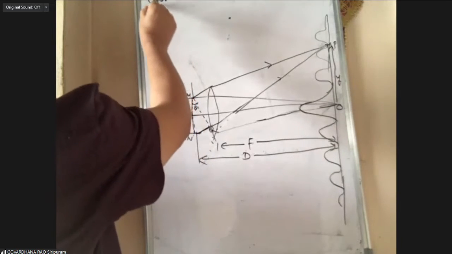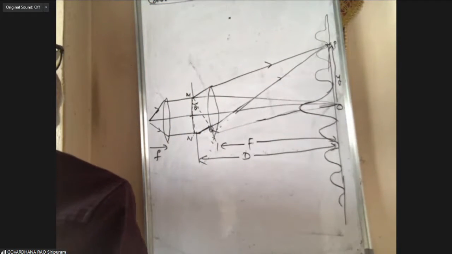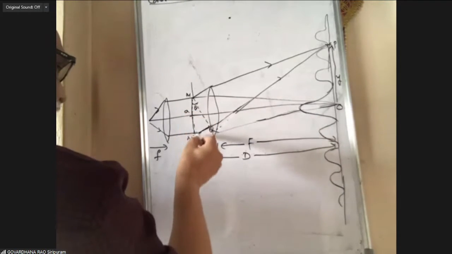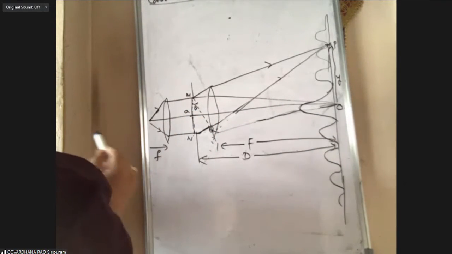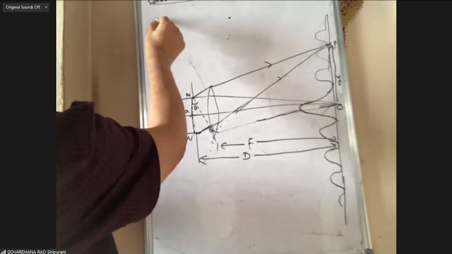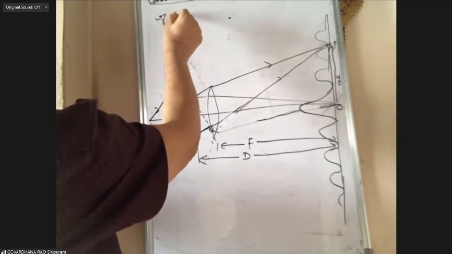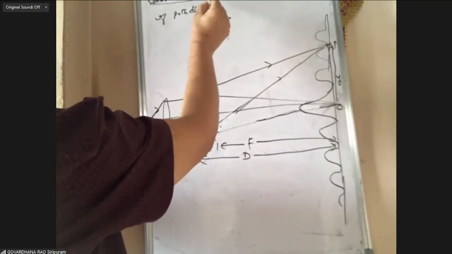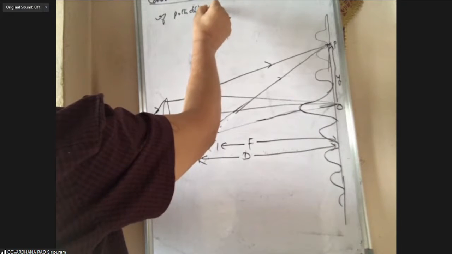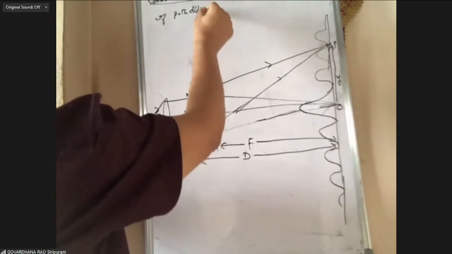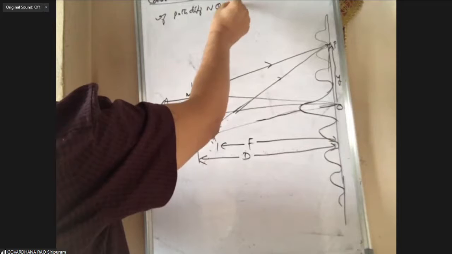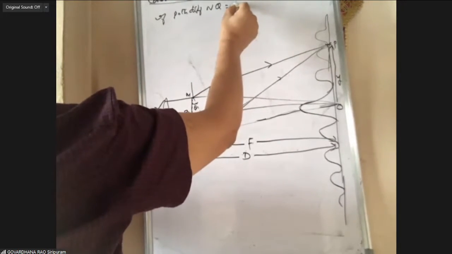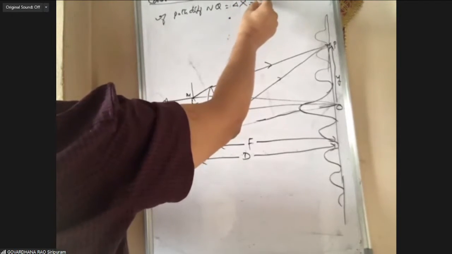Now, the condition for minima. This is the slit of width a, MN. Now, for minima, if the path difference, that is NQ, equal to delta x, equal to n lambda.